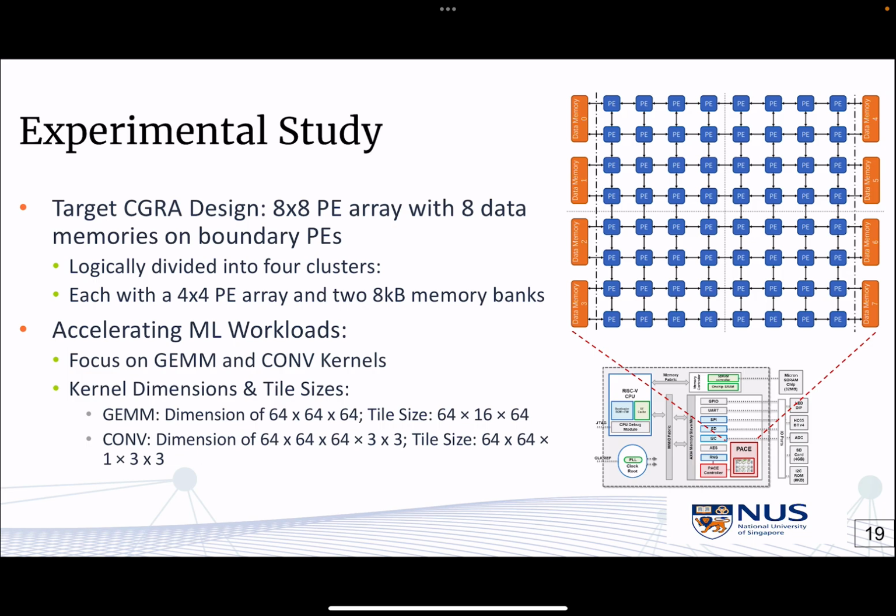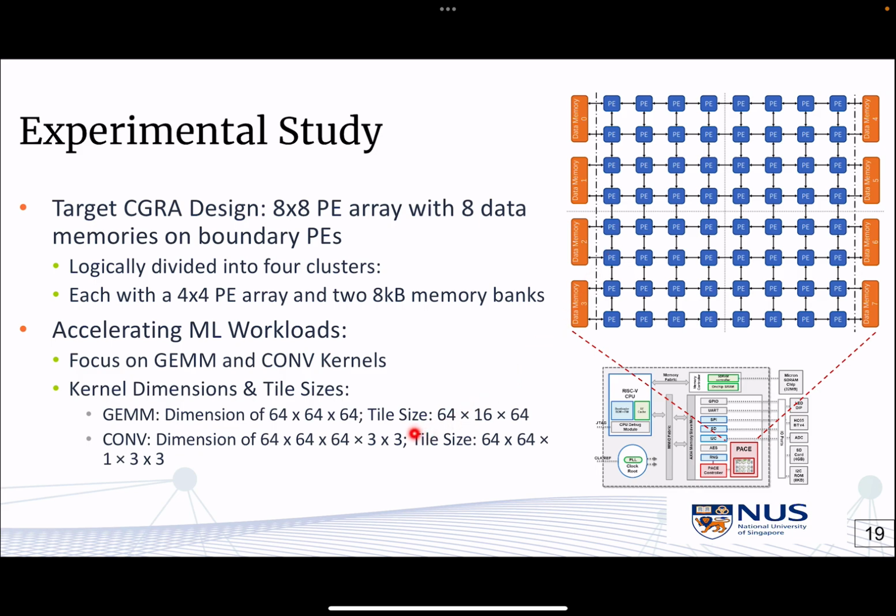In the experimental study, we are showing in this work how ML workloads can be mapped onto a user given CGRA. In this experimental study, we are using an 8x8 PE array with 8 data memories on boundary PEs. The CGRA is logically arranged into 4 clusters, where each cluster has a 4x4 PE array and 8 kilobytes of data memory. Each of them is connected to 2 PE processing elements.